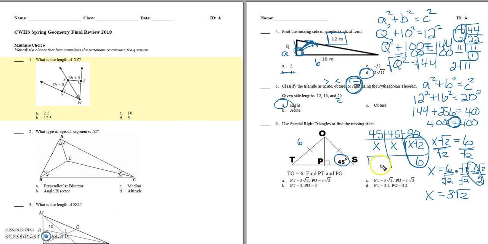So that means my x's are 3 square root of 2. And that's what I found. I found that my x's are 3 square root of 2. So then I want to look at my answer choices, and I want to look for 2 3 square roots of 2 because that's going to be my answer. They have to be the same. And that's going to be A.